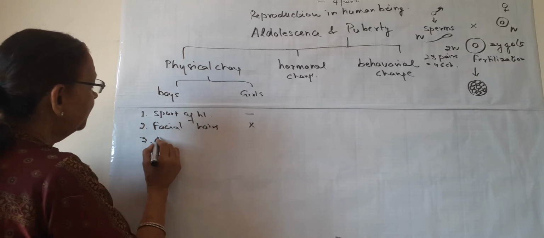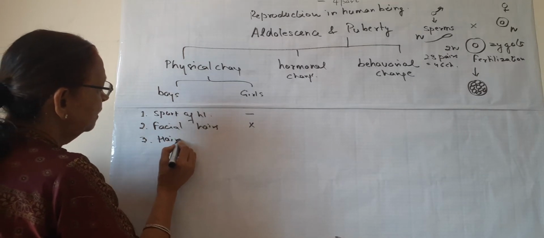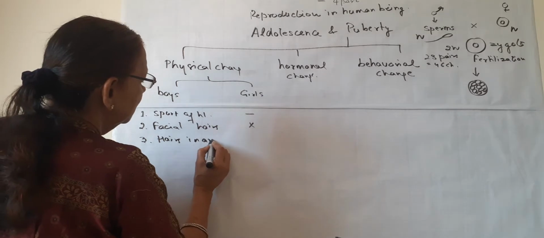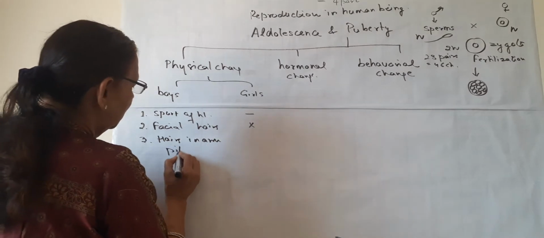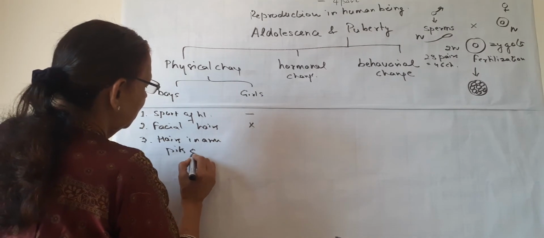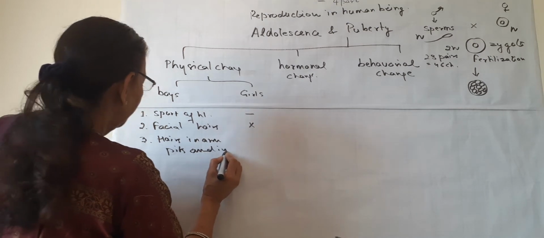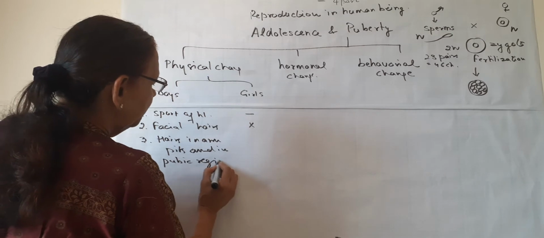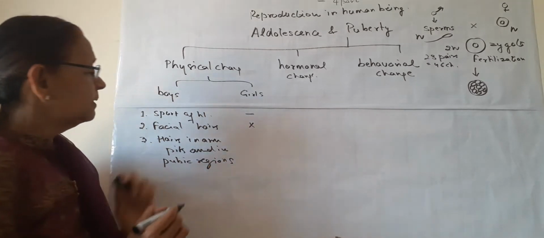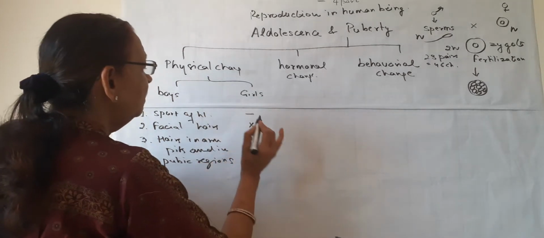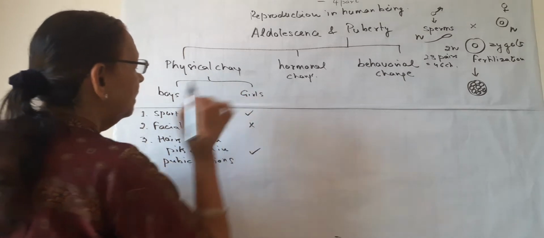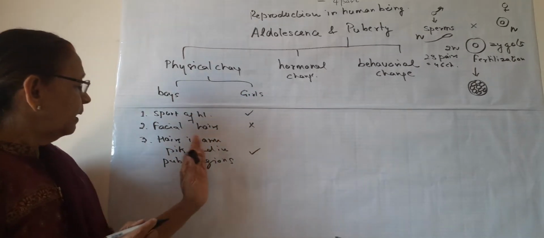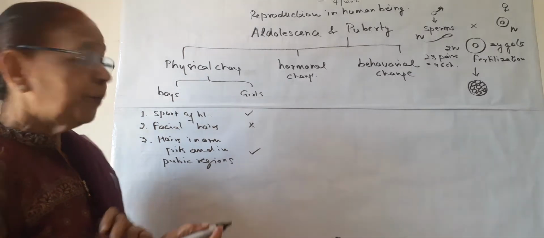Then what happens? Hairs in armpits and in pubic region, in between the thighs, start developing. Here in girls also they start developing hairs in armpits and pubic region.